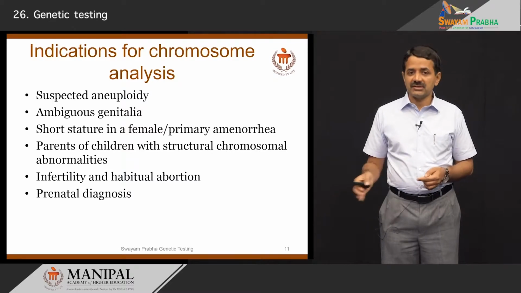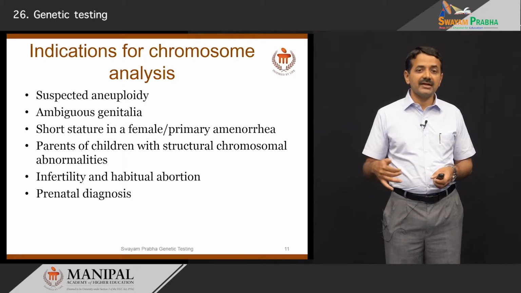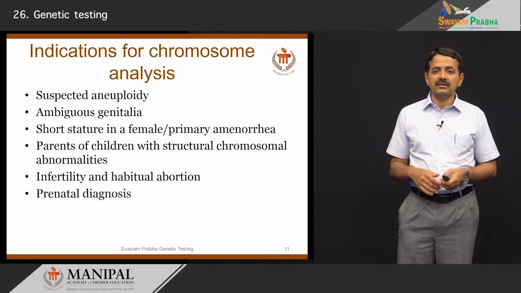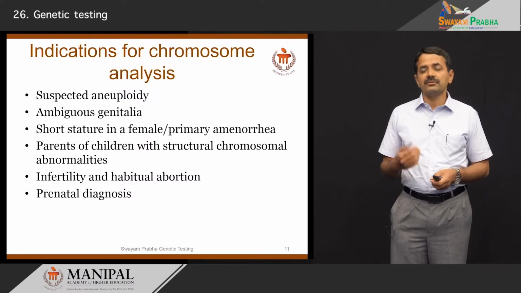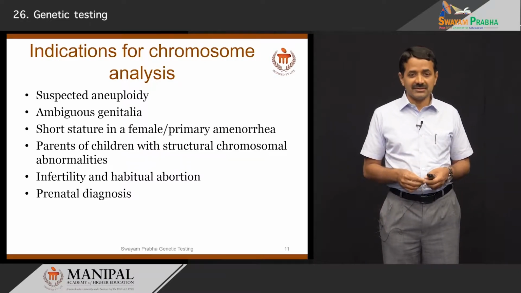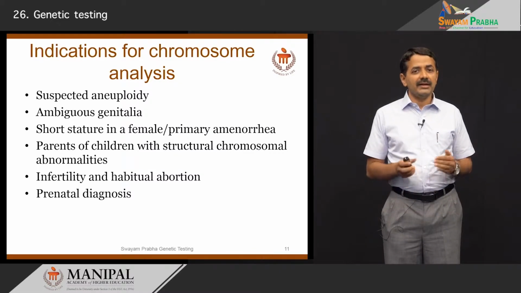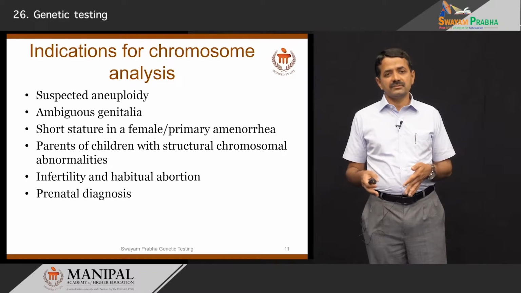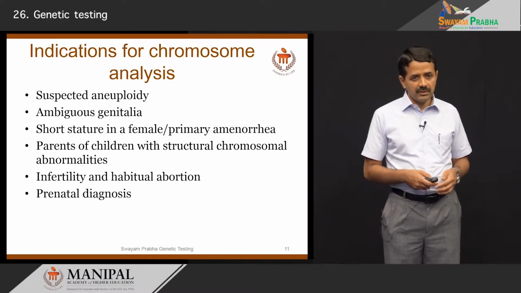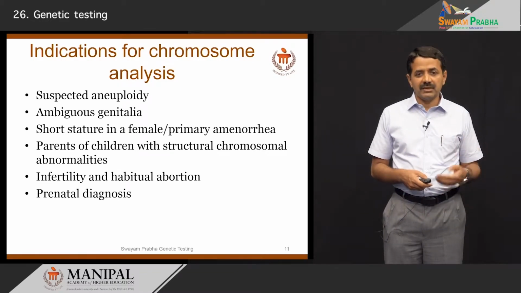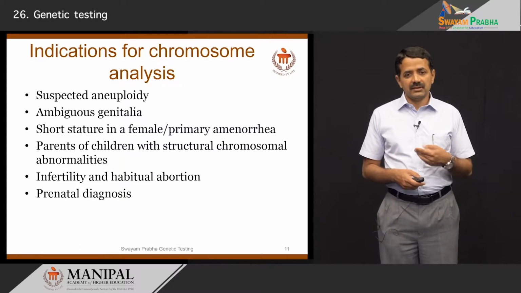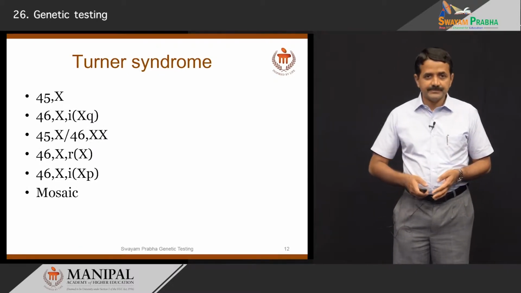Parents of children with structural chromosomal abnormalities, to detect whether it is inherited or derived from a parental balanced translocation, habitual abortion or infertility, and as of now prenatal diagnosis is one of the common indications for karyotyping, but soon it will be taken over by chromosomal microarray.